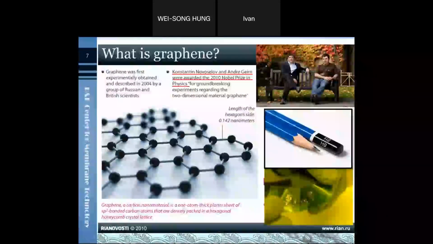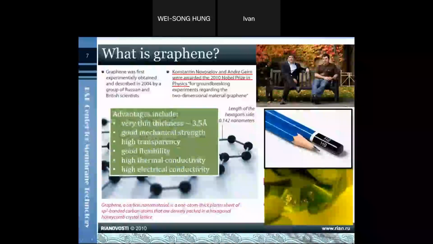So in this slide we are talking about what graphene is. Graphene has become a popular material. The amount of graphene research has grown a lot, particularly after two Russian researchers attained the Nobel Prize in 2010. Its advantages include being very thin, about 3.5 angstrom, good molecular strength, high transparency, and high flexibility, and it also has high thermal and electrical conductivity.